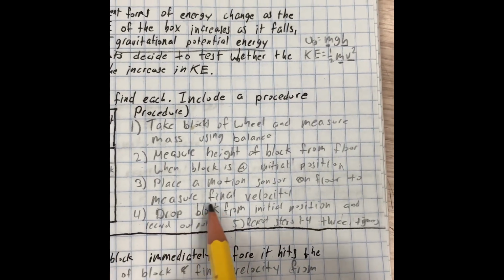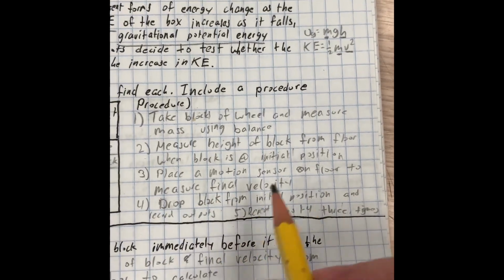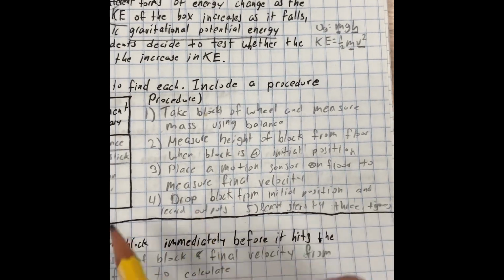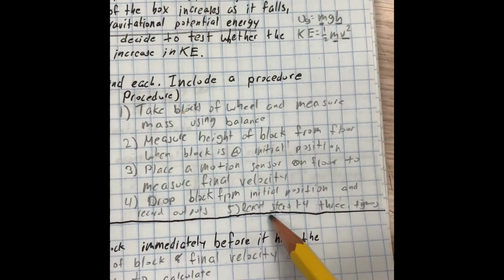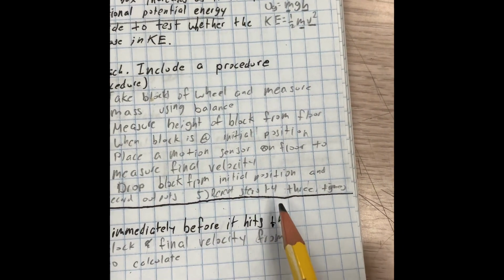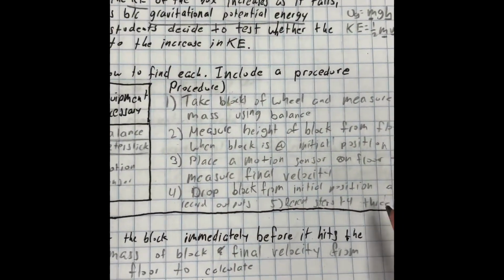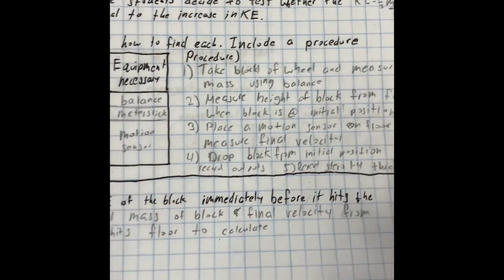And then 3, place motion sensor on floor to measure final velocity. And then 4, drop the block, so it tells you what to do. And 5, you need to add this part to repeat steps 1 through 4 3 times. This will get rid of experimental error.